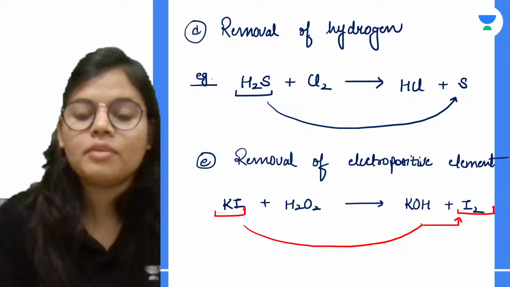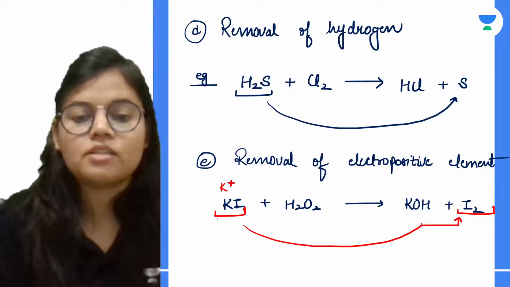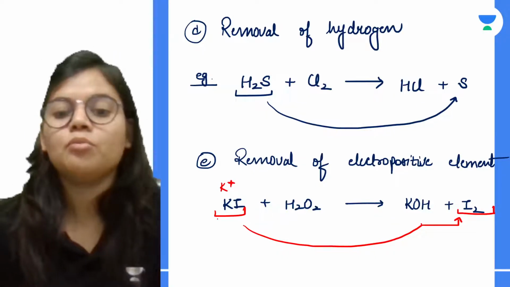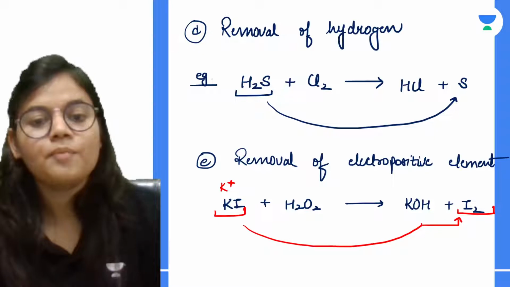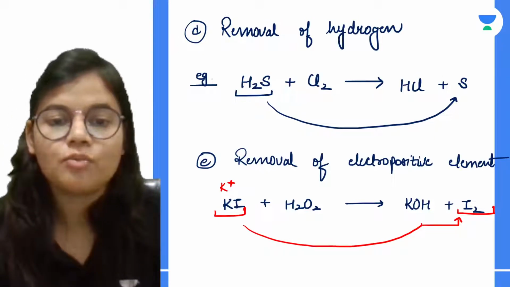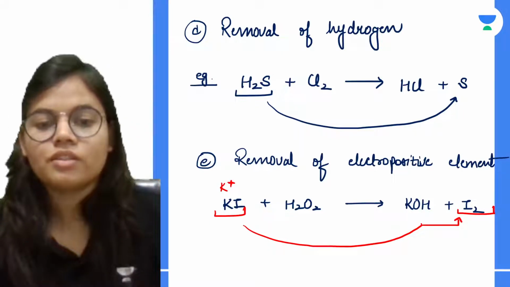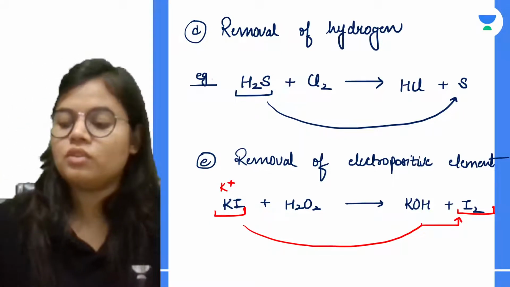And how is it happening? This electropositive element, potassium, is being removed. Okay, so this is what the oxidation process is all about. We will quickly again see the oxidation process before we move further.